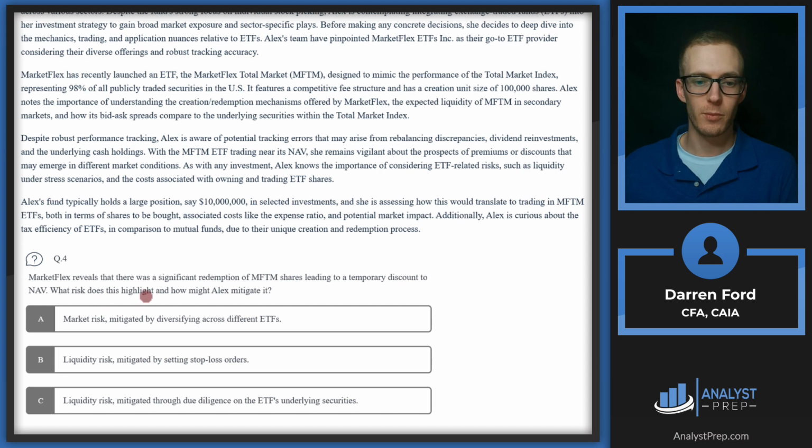Question 4. MarketFlex reveals that there was a significant redemption of MFTM shares leading to a temporary discount to NAV. What risk does this highlight and how might Alex mitigate it? Let's finish reading here. I think we read to about here.